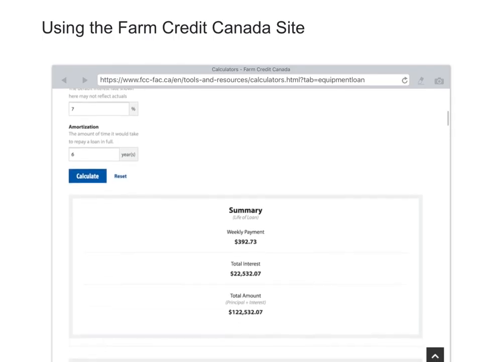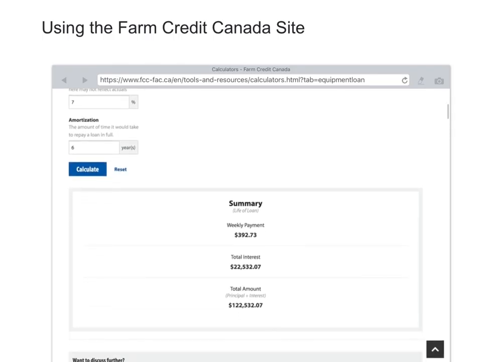Now, of course, my payment is going to be significantly less because instead of paying once a year, I'm paying every week. So this number, if I times it by 52, is how much I'm paying annually. The total interest, though, you'll see is slightly less than the interest that I had when I was paying annually. And then the total amount, that is the $100,000 that I borrowed, and then the interest as well, the $22,000 is in here altogether. So altogether, I've paid $122,532.07.